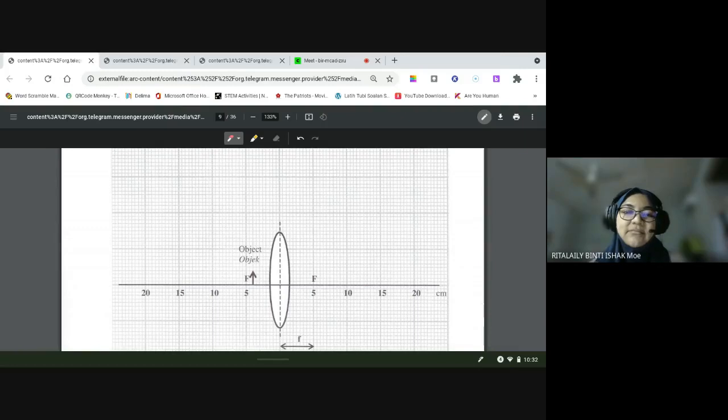Apa beza? Siapa boleh jawab? Kita doa keluar lens. Kalau lens, light can pass through. Kalau mirror, dia patah balik. Mirror reflect. So please baca soalan, tengok adakah itu lens ataupun mirror. Kalau lens, light can pass through. Kalau mirror, dia patah balik.